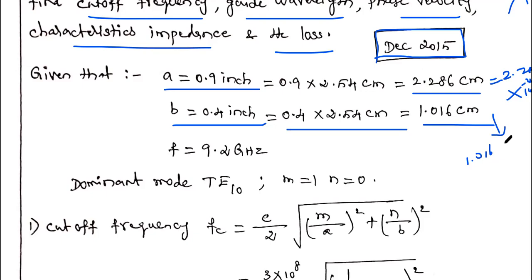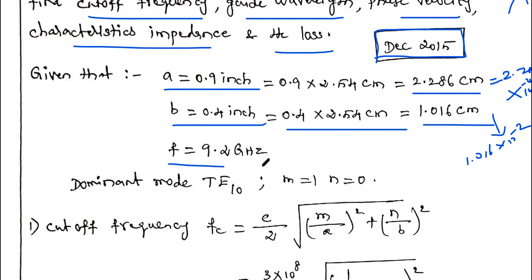1.016 divided by 100, or otherwise into 10 to the power minus 2. Okay, this is the important step. Instead of converting inch to centimeter directly, if you are substituting A equal to 0.9, B equal to 0.9, the entire problem will be wrong. Okay, so this is the important thing.